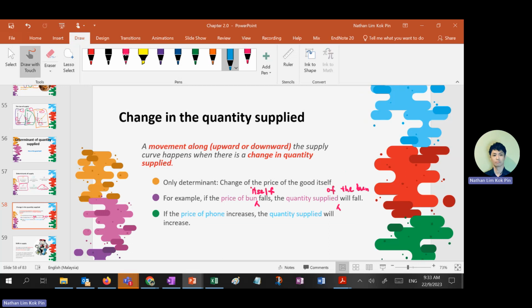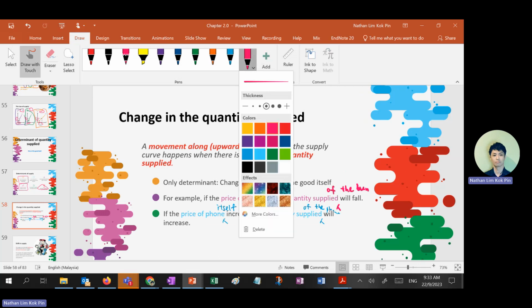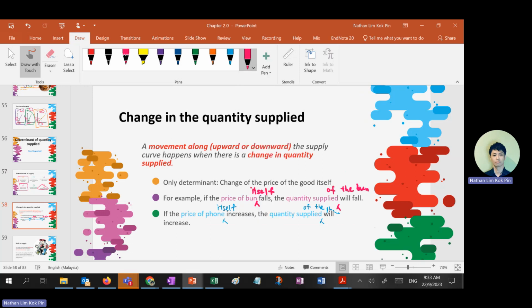If the price of the phone itself increases, the quantity supplied of the same phone will increase. Make sense? Must be the same bun, same phone. It cannot be different phones. Different phones and different buns will be under supply, not quantity supplied. Okay?